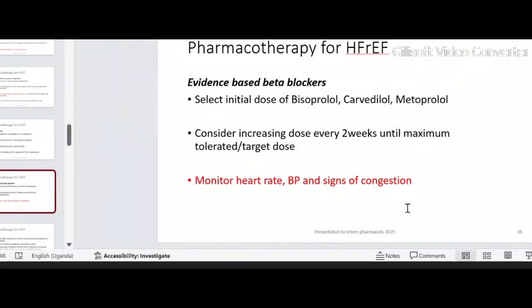Then evidence-based beta blockers, BCM. Okay, bisoprolol, carvedilol, and metoprolol. We keep on adjusting the dose to the target dose, monitor heart rate, monitor BP, and signs of congestion.